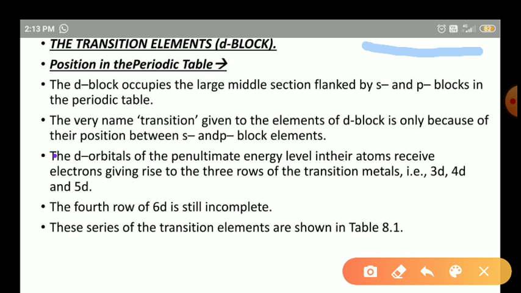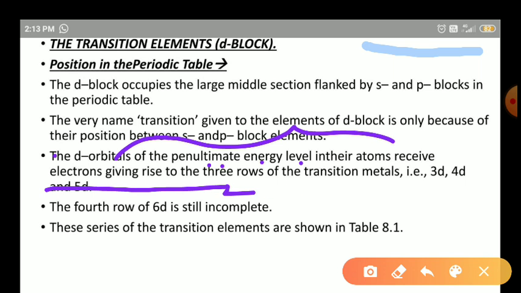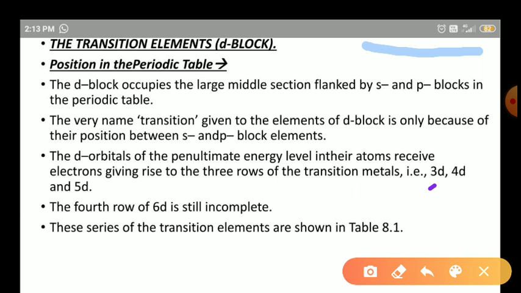The d block elements we also call the penultimate shell elements, with the electron going into the penultimate energy level, giving rise to three rows: the 3d, 4d, 5d.